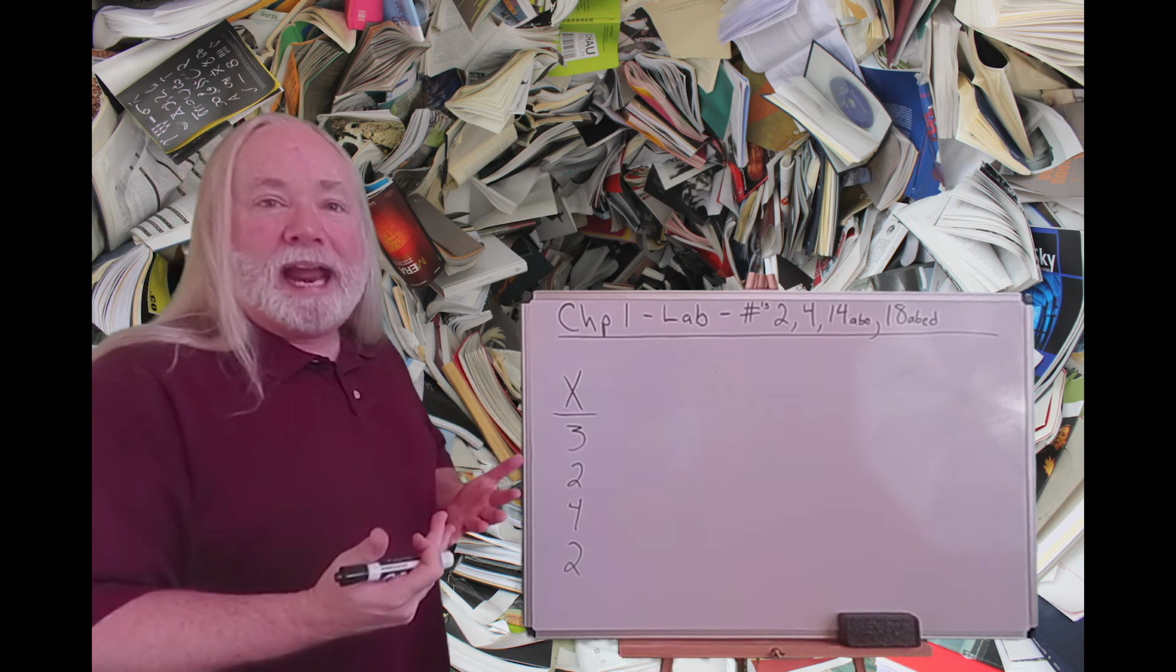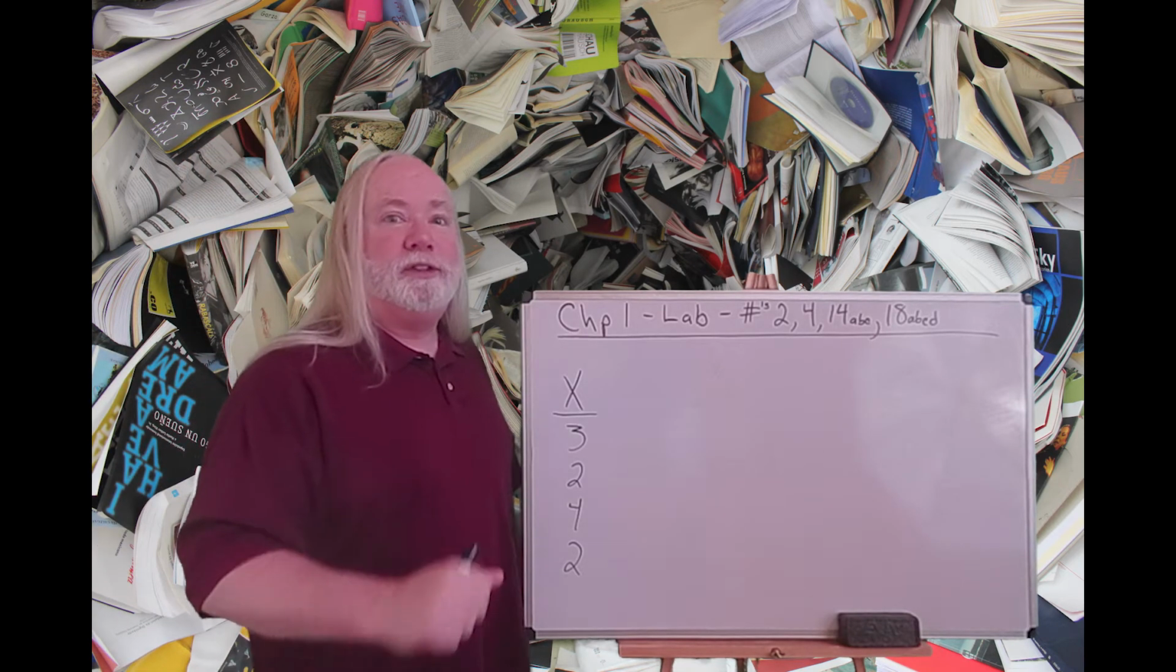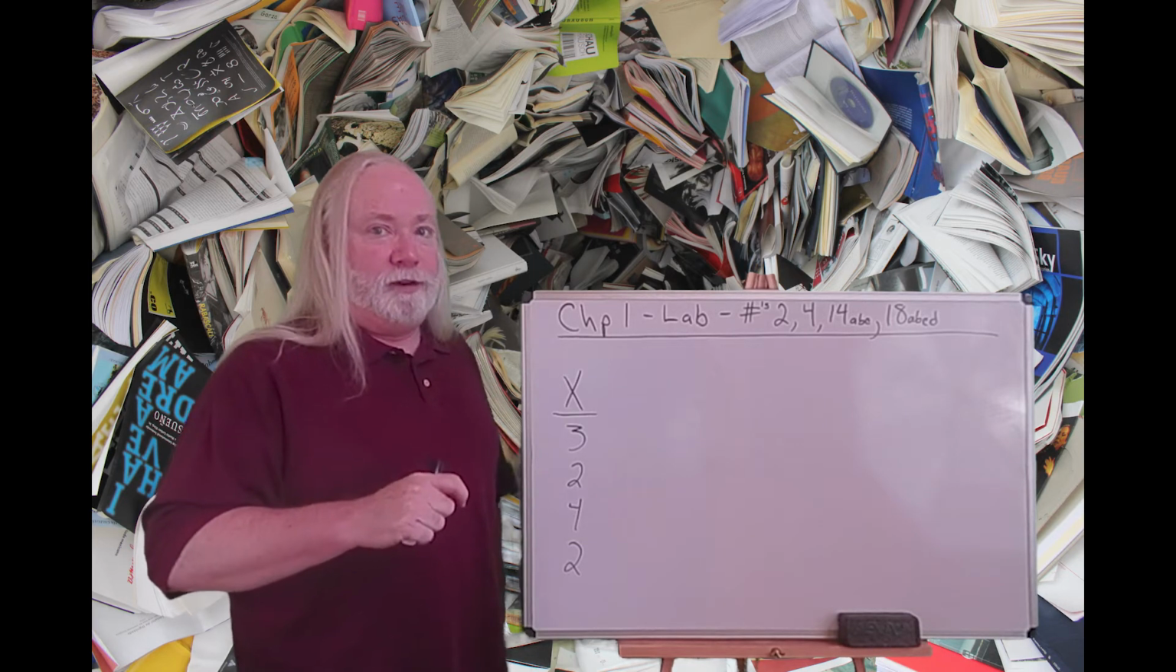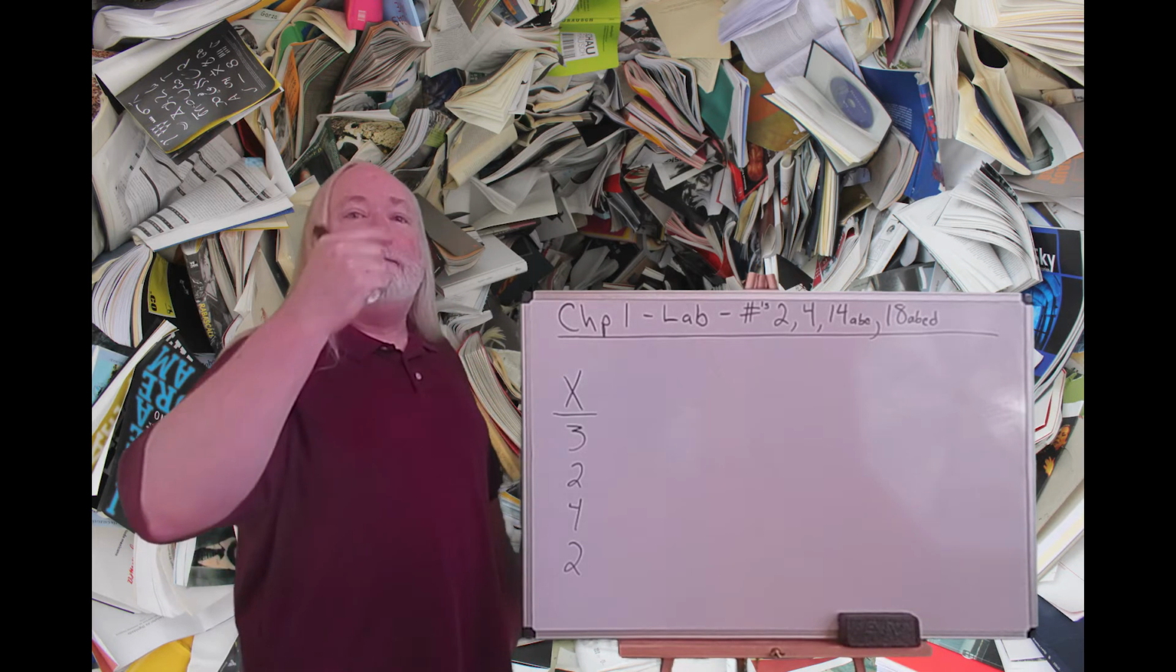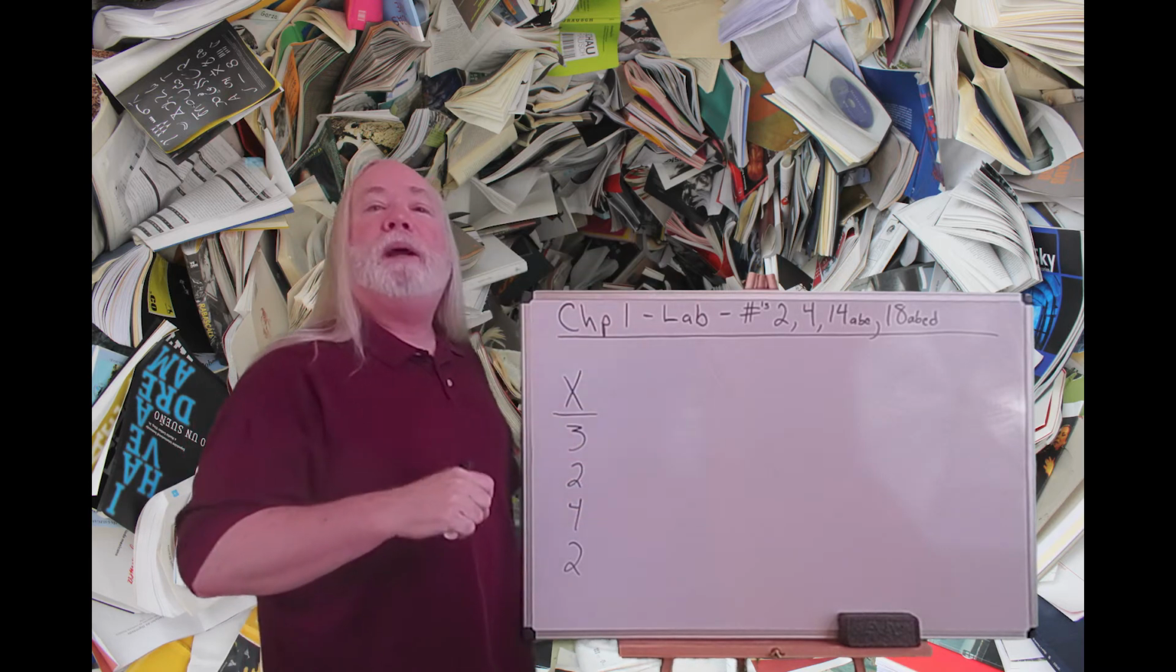So sampling error is the difference, I believe your text says the natural difference, the expected difference that we would see between a statistic value, like a sample mean, and a population value, like a population mean.